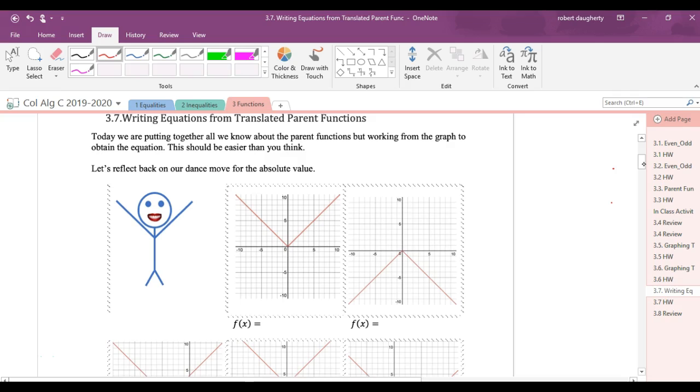Okay, guys, up here, lesson 3.7. Okay, so this is our last lesson. So we're still dealing with translated parent functions. The big goal today is for you to be able to look at a graph and tell me back the equation. Okay, everything we've been leading up to was you have the equation and you graph it or tell me things about it. Okay, so dance move.